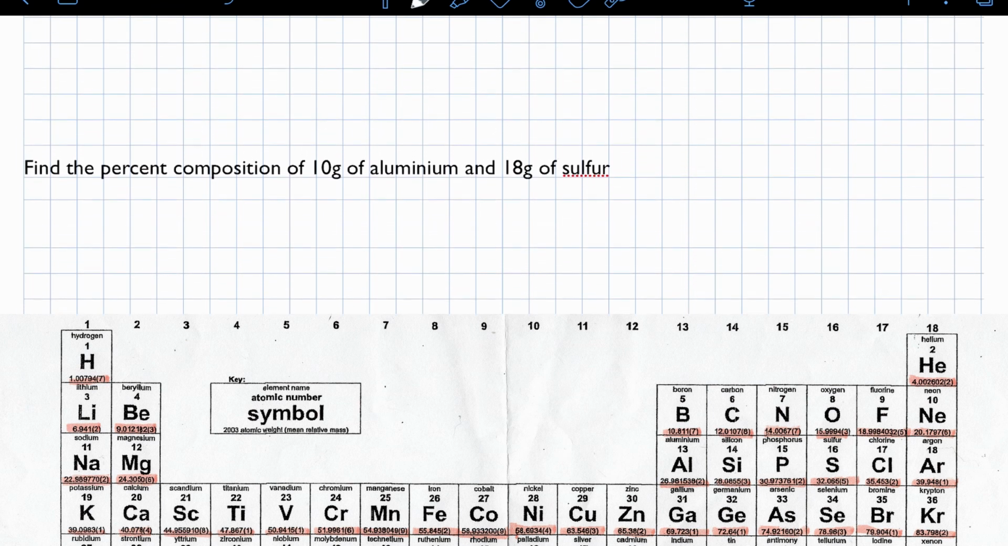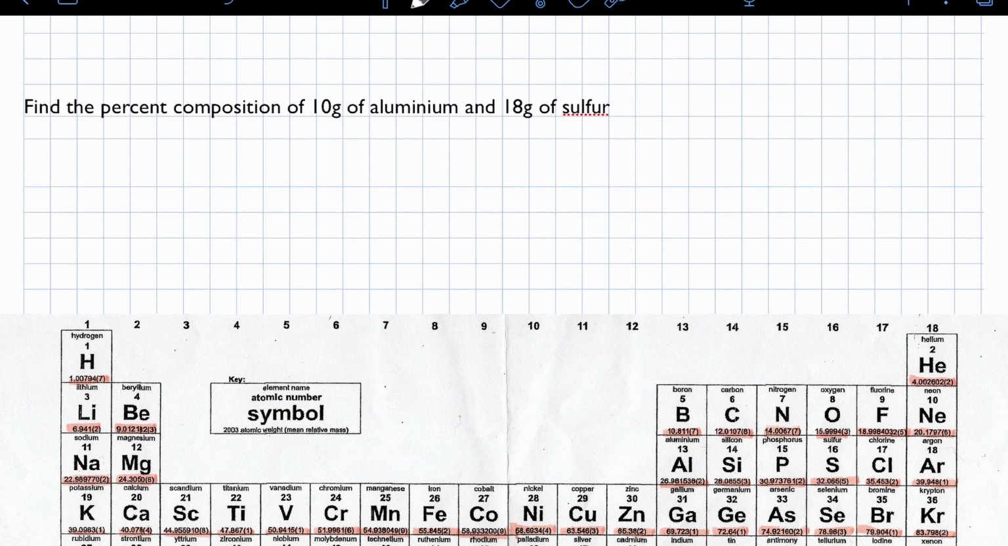Okay, on to your final question here. Find the percent composition of 10 grams of aluminium and 18 grams of sulfur. Percent composition is pretty self-explanatory. You just want to know how much of an element is inside of a given solution or resultant. So now you're given 10 grams of aluminum and 18 grams of sulfur. The first thing you want to do is just add the masses together. So 10 grams plus 18 grams is 28 grams.